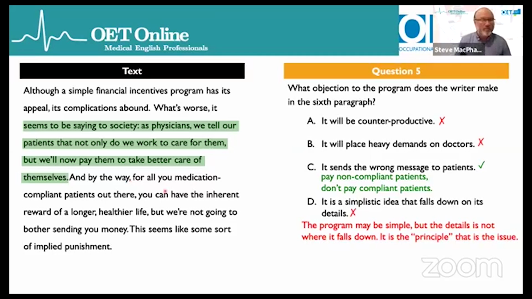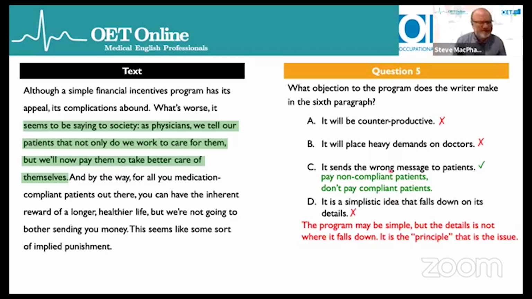And by the way, for all you medication compliant patients out there, you can have the inherent reward of a longer, healthier life, but we're not going to bother sending you money. This seems to be some sort of implied punishment. That's the wrong message. In other words, if you do the right thing, you don't get the money. If you do the wrong thing, if you're non-compliant, you get the money. Therefore, it's the wrong message. And notice how it's just written in completely different words. It summarizes that idea, the main idea or main objection of the writer. And wow, 82% got that right.